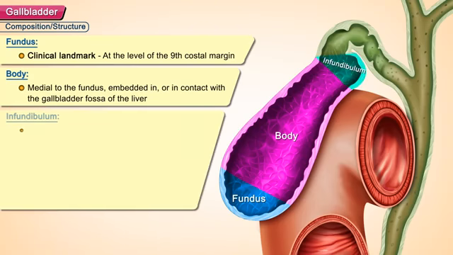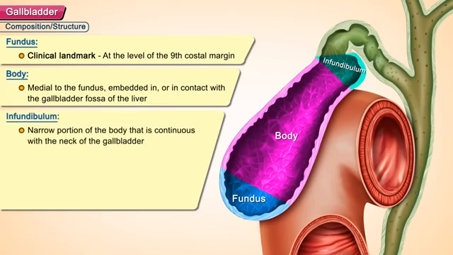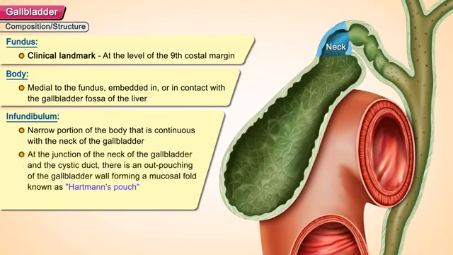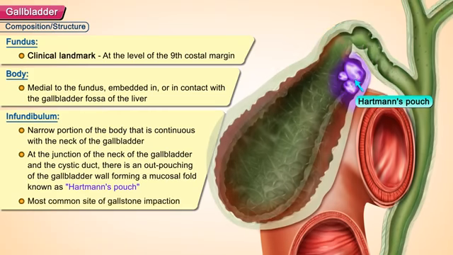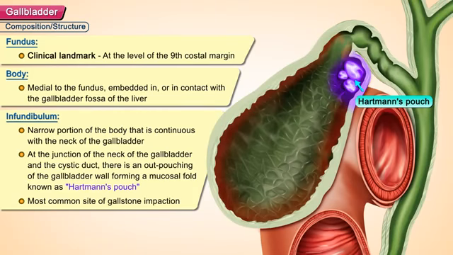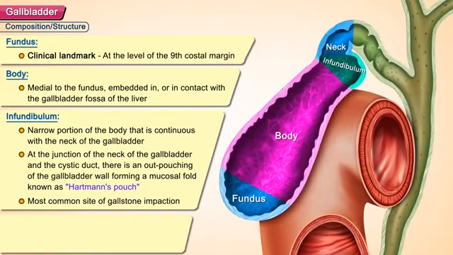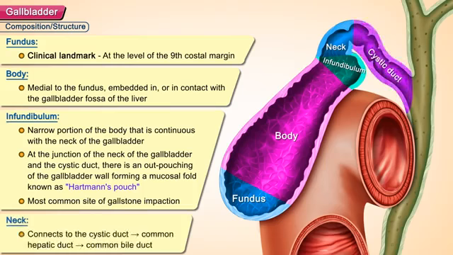Infundibulum is the narrow portion of the body that is continuous with the neck of the gallbladder. At the junction of the neck of the gallbladder and the cystic duct, there is an outpouching of the gallbladder wall, forming a mucosal fold known as Hartmann's pouch. It is the most common site of gallstone impaction. Neck. Connects to the cystic duct, common hepatic duct, common bile duct.